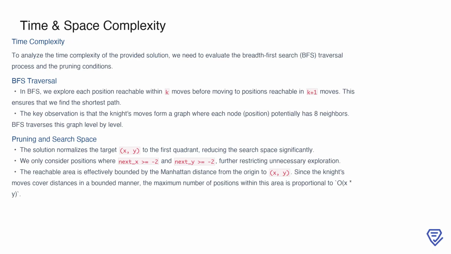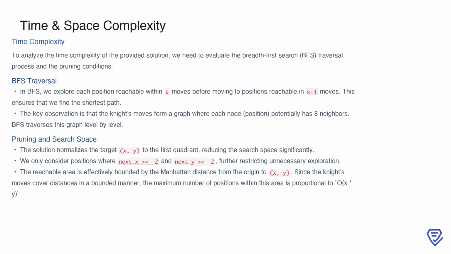To determine the time complexity of our solution, we start by analyzing the breadth-first search, or BFS, traversal process. BFS ensures that we explore all positions reachable within k moves before proceeding to those reachable in k+1 moves. This guarantees that we find the shortest path by traversing the graph level by level. The knight's movement essentially creates a graph where each position is a node, and each valid move leads to a neighboring node. Now, to make the search more efficient, we apply pruning strategies.